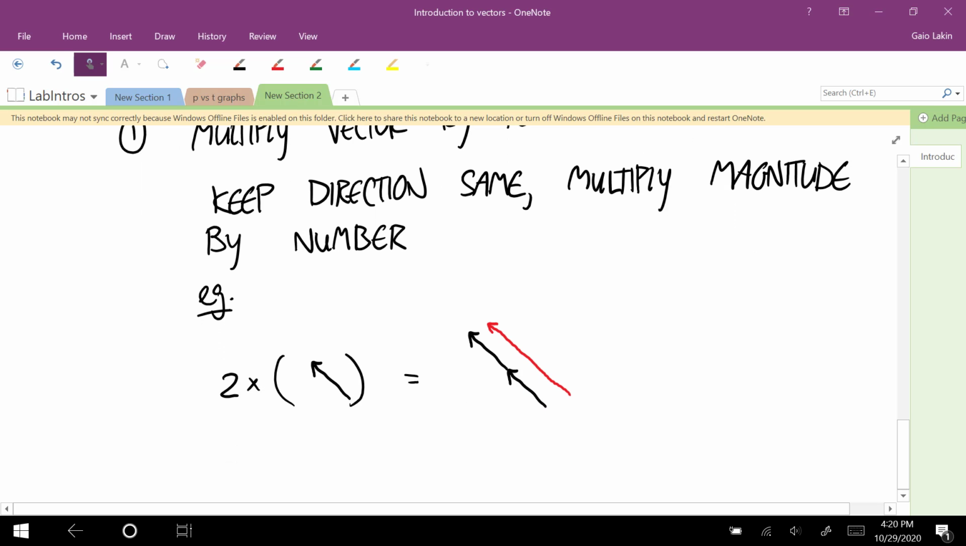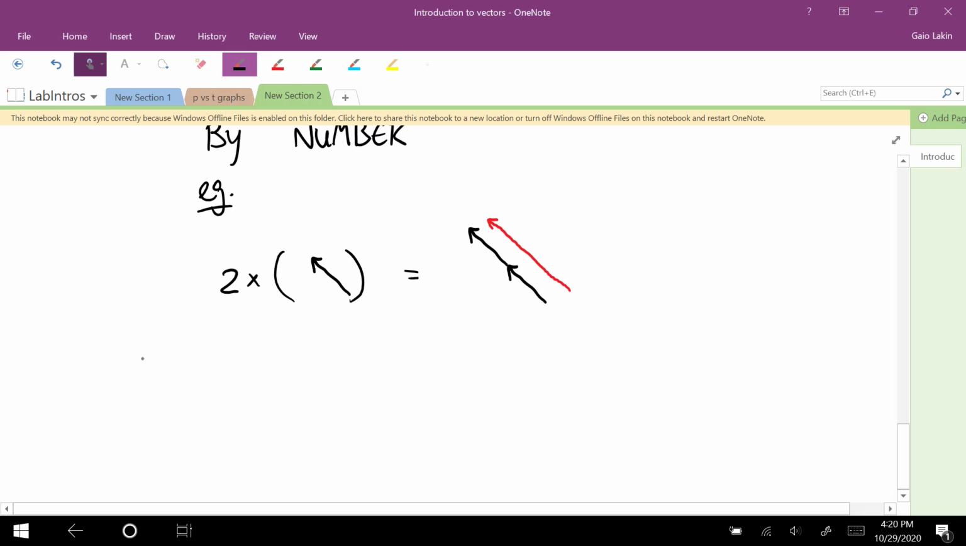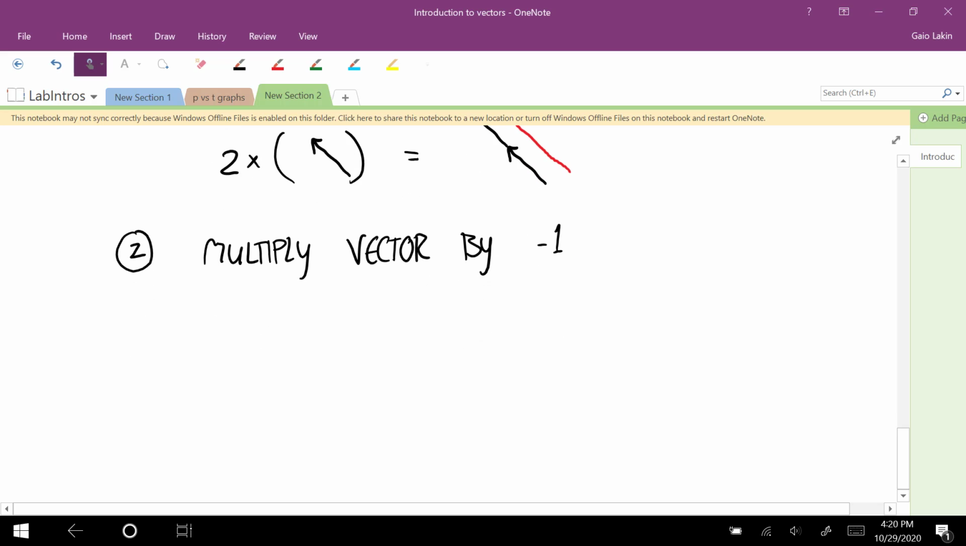Now, how do you deal with negative numbers? Well, that's the second step of this, is multiplying a vector by -1. And to multiply a vector by -1, you keep the magnitude the same, the length of the vector stays the same, and you just make the vector the exact opposite direction. You can think of it as switching which end is the head and which end is the tail.